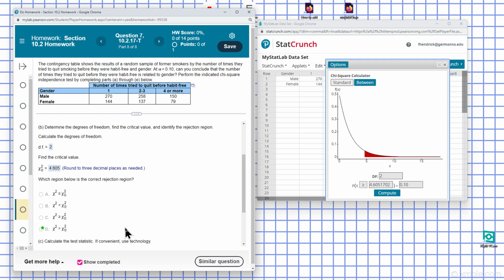So since we're concerned about the right here, that's our critical value. You want to see where our actual value is going to land. So it'll be here, so it'll be above. So it'll be greater than.